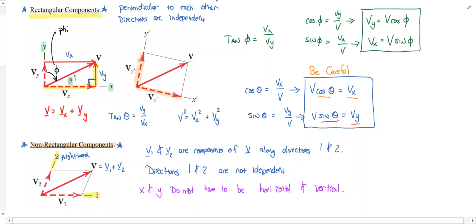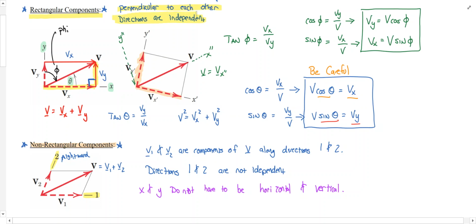For instance, you could choose a set of axes, we'll call it x double prime and y double prime, such that x double prime is in the direction of the vector V, and y double prime is perpendicular. In this case, V would be equal to Vx entirely. The entire vector would be a component along this x double prime axis. So the axes aren't really that big a deal. But with rectangular, the important things are that they are perpendicular to one another and the directions are independent.